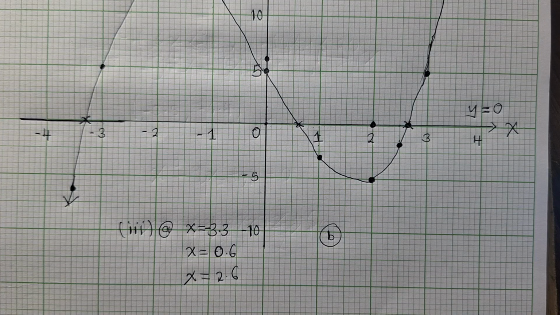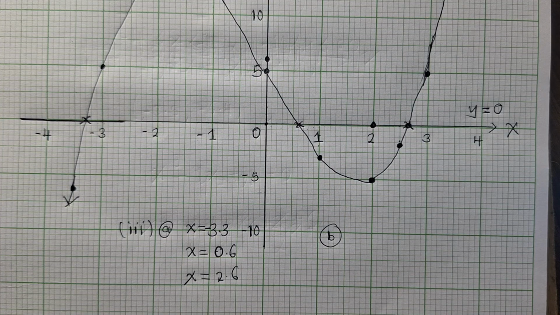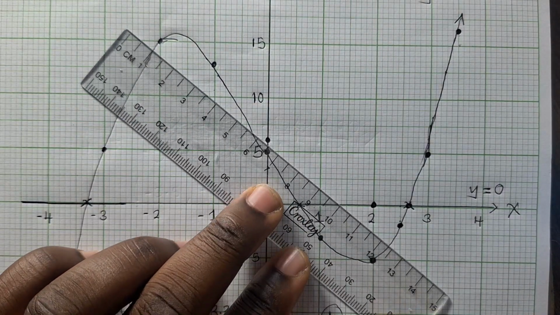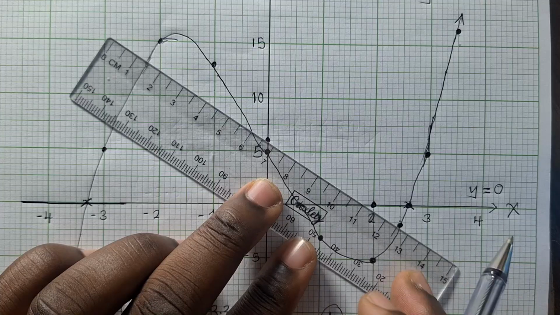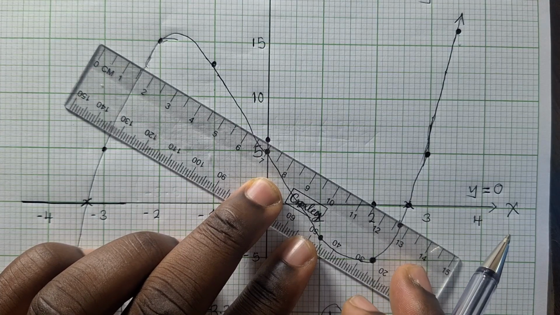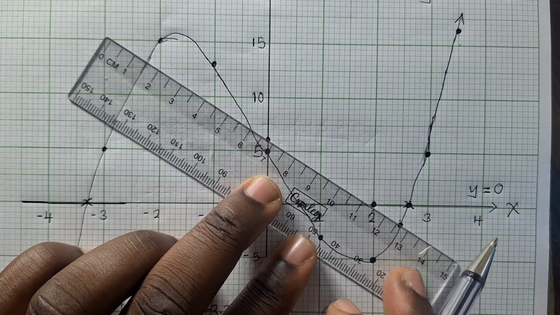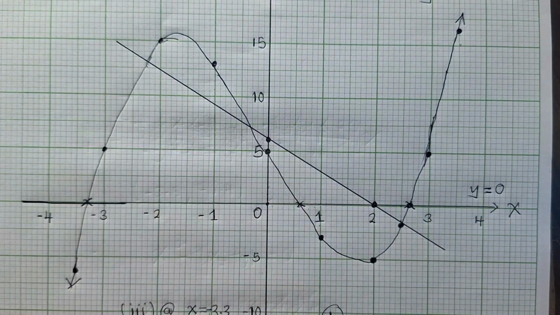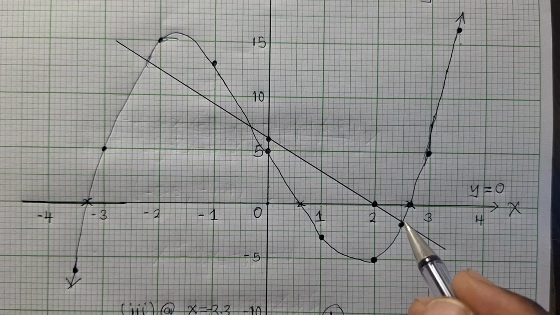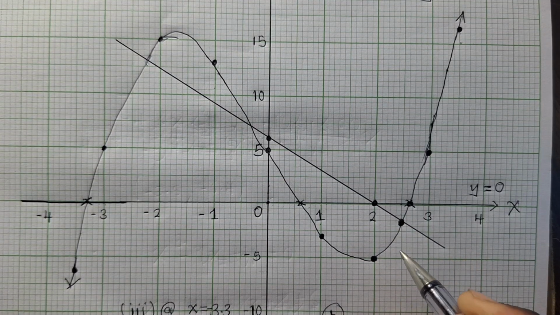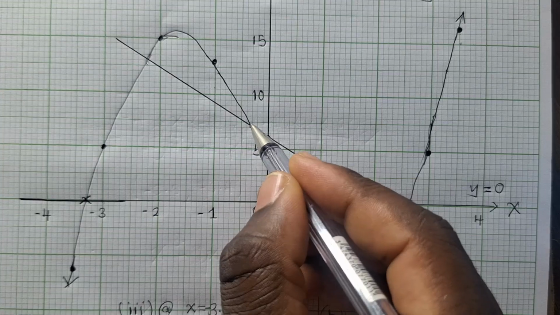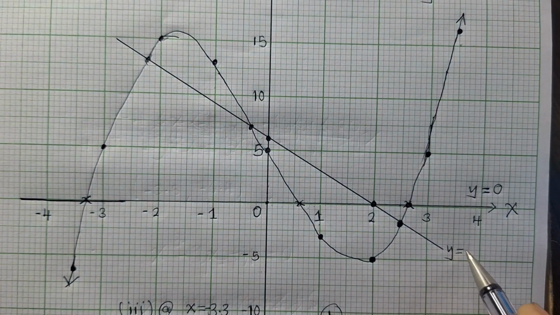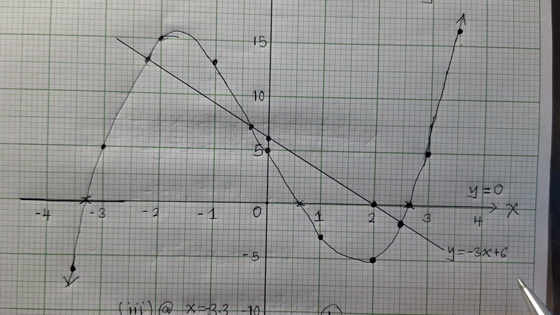So now that we've got 2 points, we can join these 2 points. This is how it's going to look. It's passing here at 2 and at 6 here. So make sure you do it properly so that you don't get wrong answers. Let it cut the graph. You see the way it is? So this is cutting the graph at this point, okay? And also at this point. Lastly, at this point. So this is y is equal to negative 3x plus 6.